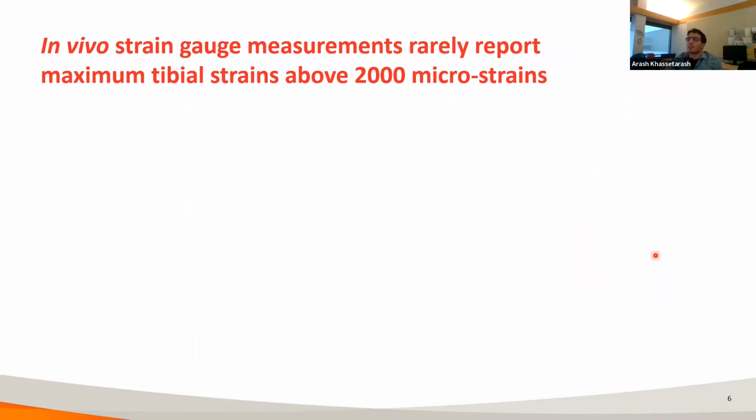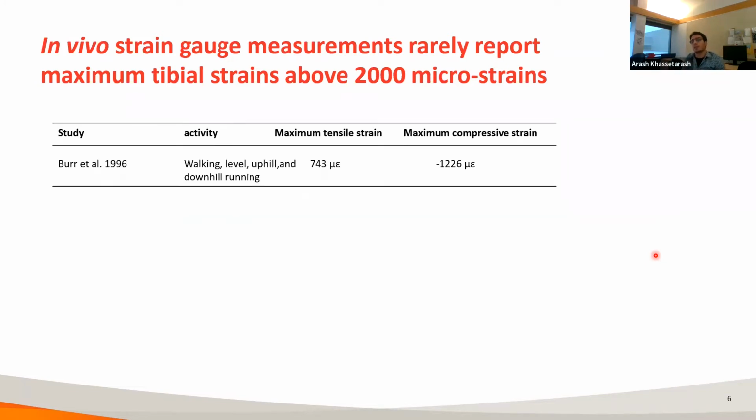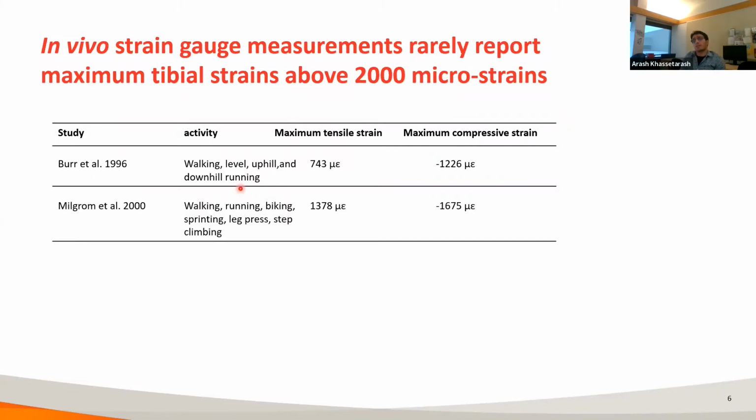A number of studies have looked at the tibial strains during running by using strain gauges. For example, Burr and colleagues in 1996 reported a maximum compressive strain of around 1200 microstrain and a maximum tensile strain of 700 microstrain in a bunch of vigorous activities like lever running, uphill running, downhill running, and so on. Milgram and colleagues a few years later, using a similar method, reported around 1700 microstrain in maximum compressive strain and a maximum tensile strain of around 1300 microstrain. And they used a bunch of different activities from running, biking, sprinting, leg press, and so on.